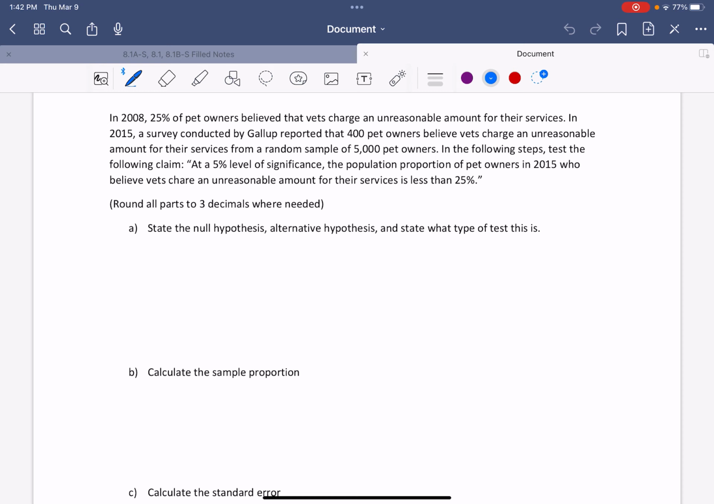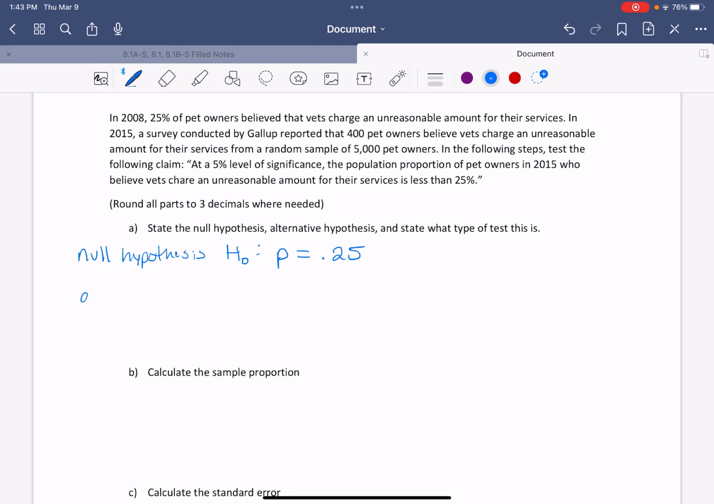So recall on the exam, I am okay with you either writing out the words null hypothesis, alternative hypothesis, or using just the symbols we use for them, the H sub naught and the H sub A. Or use both if you just want to be extra careful. So I'll go ahead and just write out both. So the null hypothesis, or you could have used H sub naught, is P equals 0.25. So that's what we're starting off with for our null hypothesis.